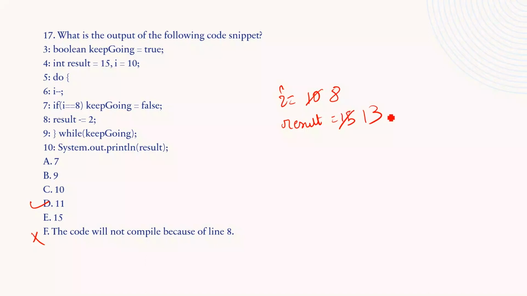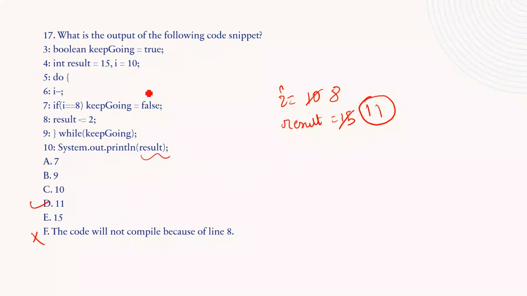Result is decremented to 11, right? On the second execution, i does equal 8, so keepGoing is set to false. The loop terminates, since keepGoing is no longer true. As keepGoing is no longer true, the value of result is 11, because the last time we saw, the value of result was 11. So we are just going to print the value of result, which is 11.